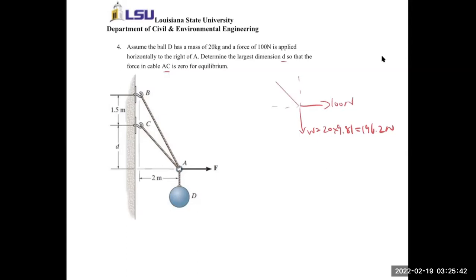Yeah, my FAC. And then this is the angle. We didn't know what the angle is. Okay, so for this kind of problem, after we draw the free body diagram, we have to apply our equations of equilibrium.